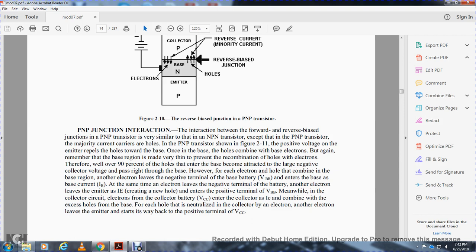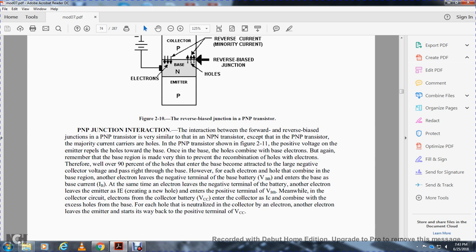The positive voltage on the emitter repels the holes toward the base. Some of the holes combine with the base electrons, but the base region is made very thin to prevent recombination of the holes with the electrons. Therefore, well over 90% of the holes entering the base become attracted to the large negative collector voltage and pass right through the base.